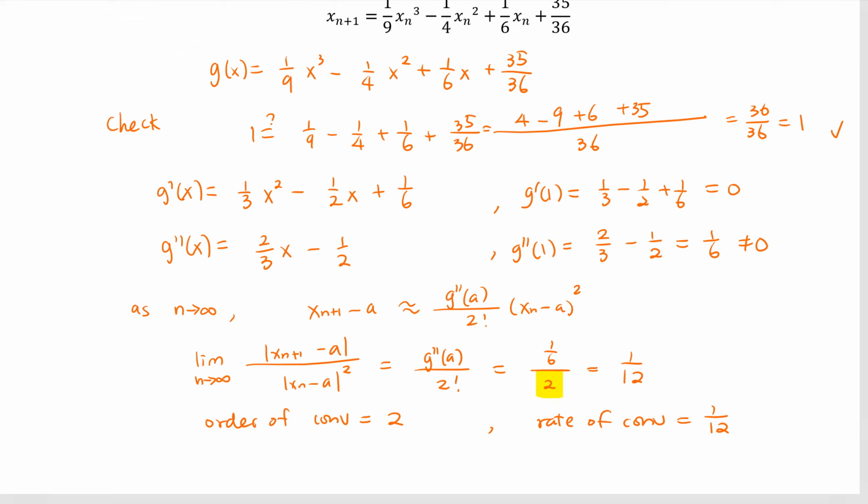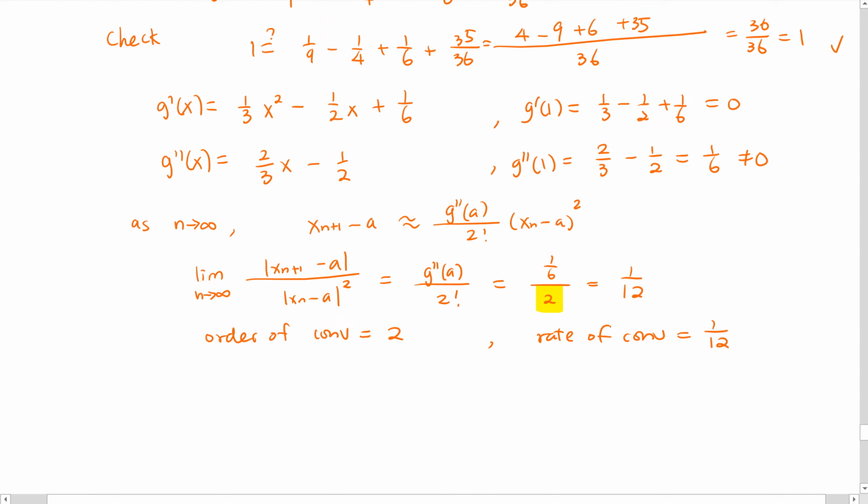Okay, in general, for the first non-zero derivative, let's say the k-th derivative, you take the k-th derivative evaluated at the fixed point over k factorial. This is the rate of convergence. So far, so good, everybody? Okay, I want to do some more with you.